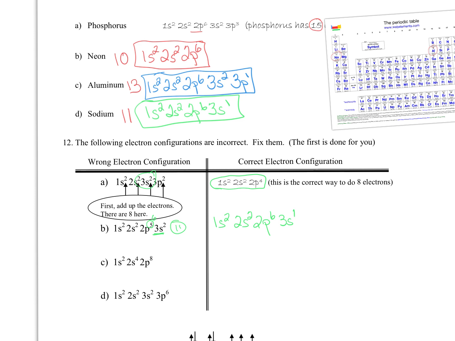Okay. I can already see the mistake here. 8 in a P. That's not going to happen. And then a 4 in an S. That's not going to happen. All right, so to correct this, it's going to be 1s2, 2s2, and 2p6. Let me see how many electrons we have. That's 10. So 3s2, 11, 12, and then 3p2, 13, 14.